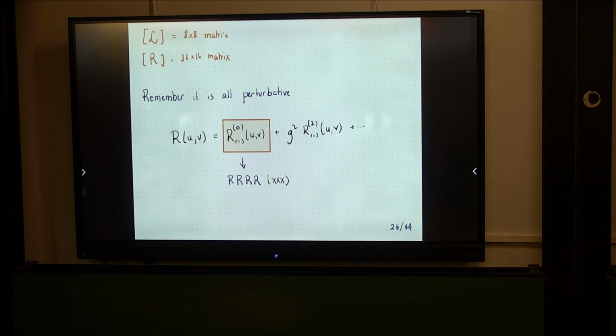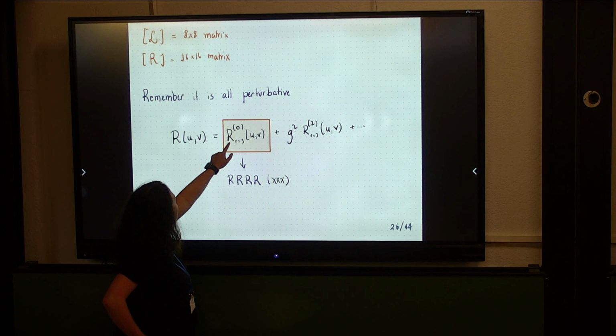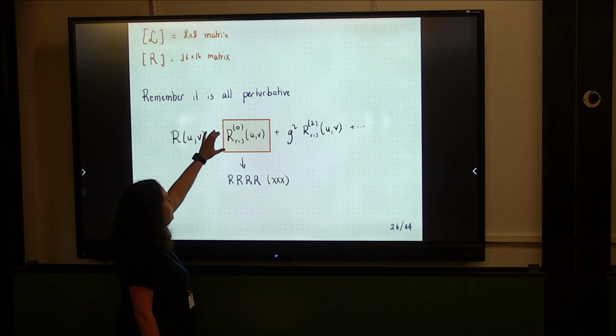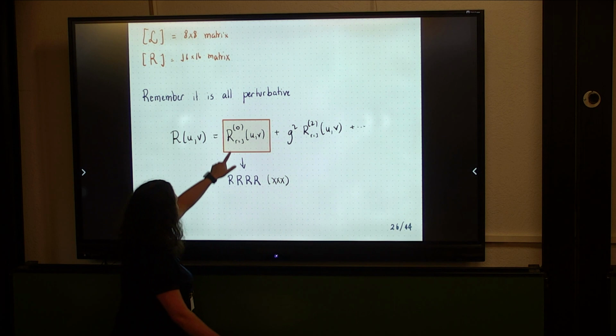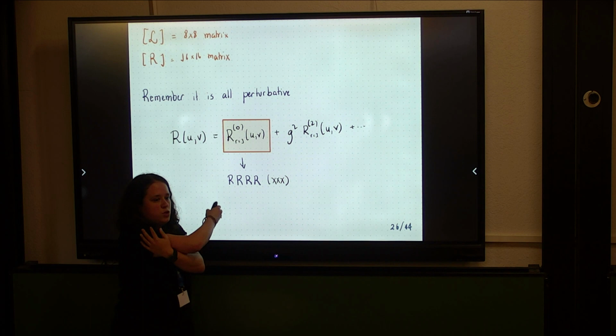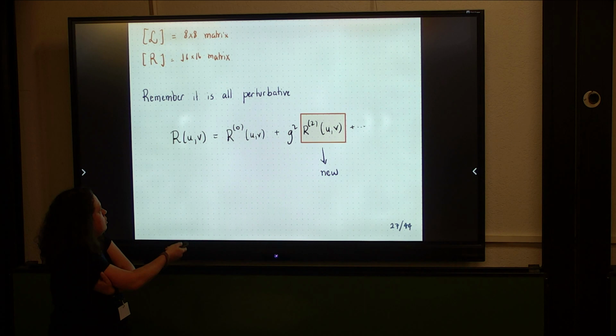And what happens is that now we have an R matrix, and this R matrix will satisfy Yang-Baxter up to g squared, so it's perturbative. But you can decompose this original term, from when we had the nearest neighbor just XXX. You can decompose this into a product of four R matrices, and this is easy to check. And then this object is a new object that was not known.